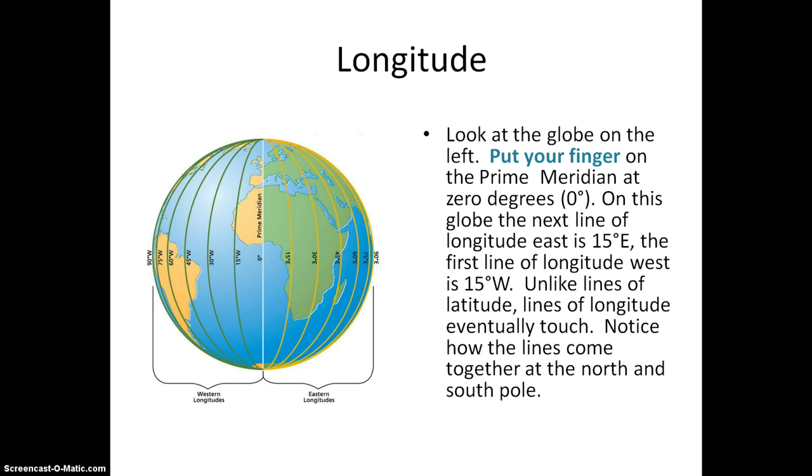Look at the globe on the left. Put your finger on the prime meridian at 0 degrees. On this globe, the next line of longitude east is 15 degrees east. The first line of longitude west is 15 degrees west. Unlike lines of latitude, lines of longitude eventually touch. Notice how the lines come together at the north and the south pole.